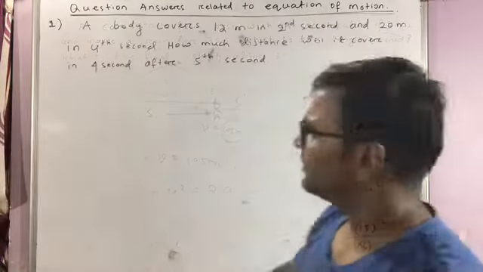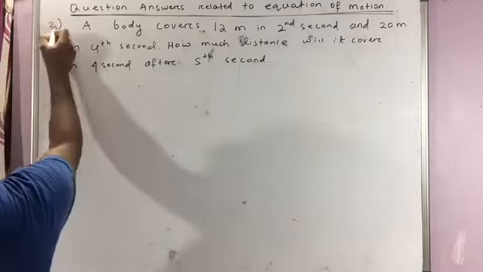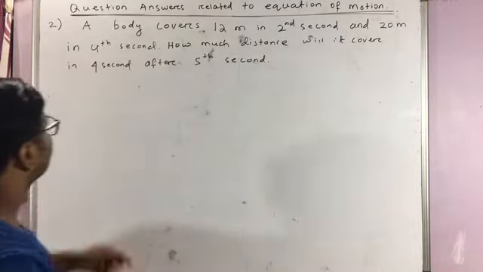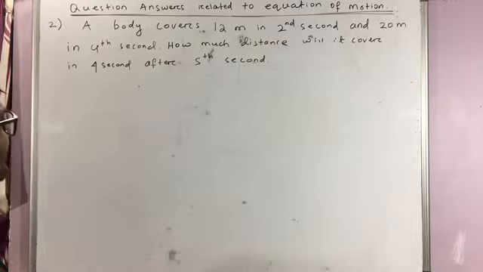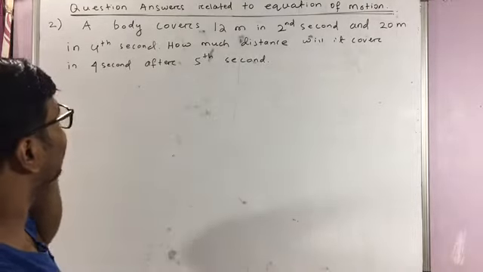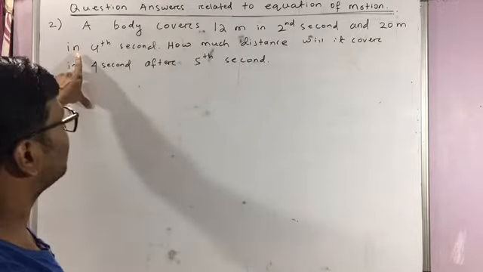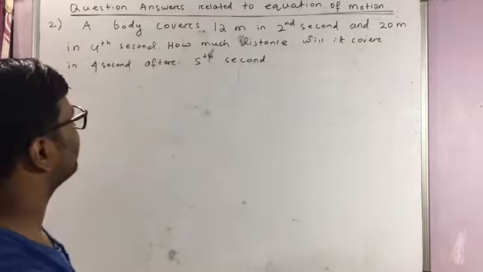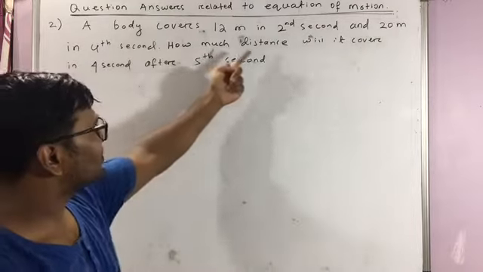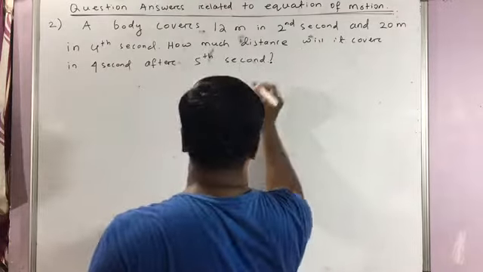Now students, take the second question, question number 2. The question is: a body covers 12 meter in the 2nd second and 20 meter in the 4th second. The question is, how much distance will it cover in 4 seconds after the 5th second?